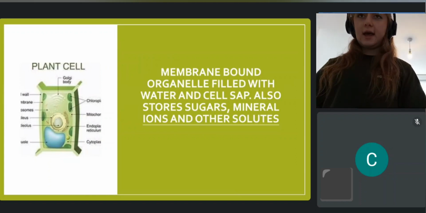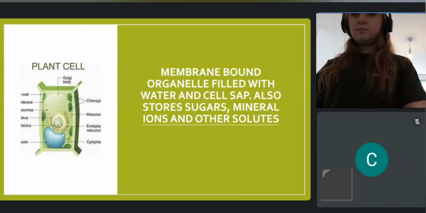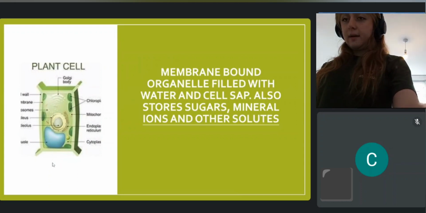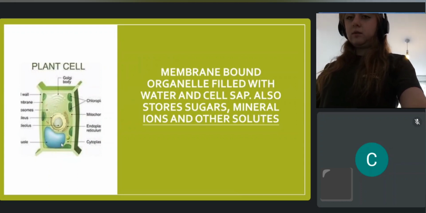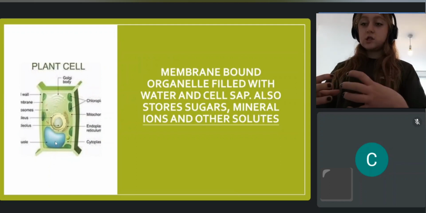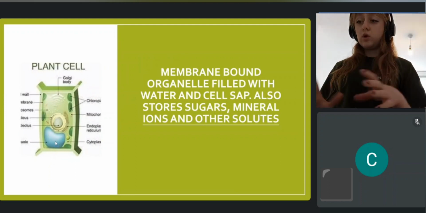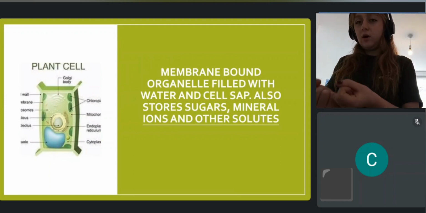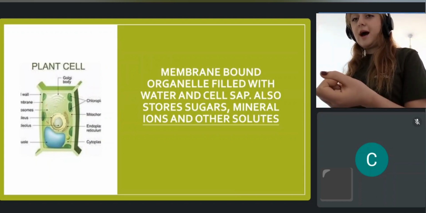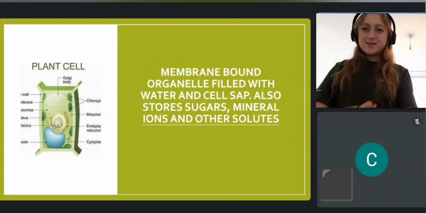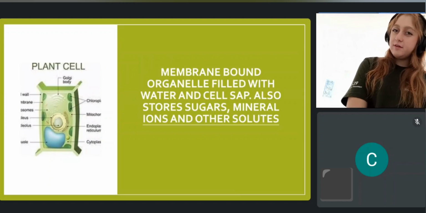So we can see here on our slide that this blue area is our vacuole, which fills with water when there's lots of water, and when there's not a lot of water, then water will come out of that vacuole by osmosis and move out of the cell. We'll learn about osmosis further on down.